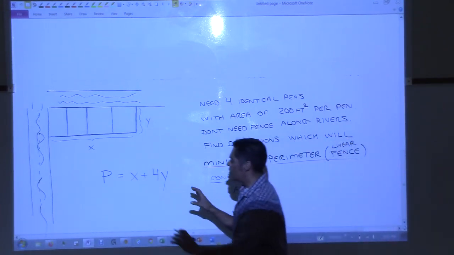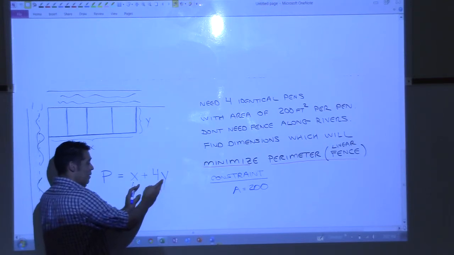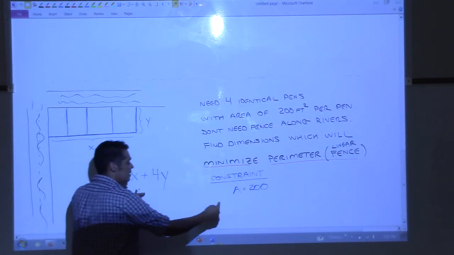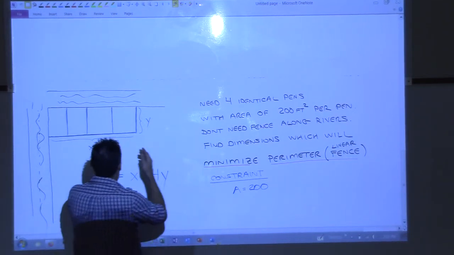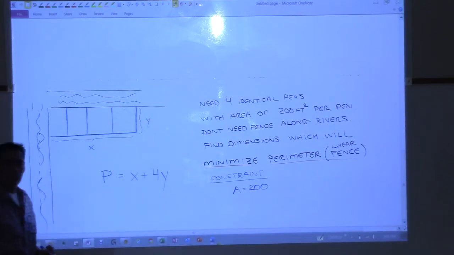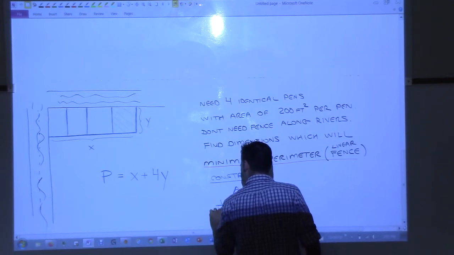Now, we're trying to get everything in terms of x and y, because if we can get that to have x's and y's in it, then we can come back and plug it in here. So can you tell me a little bit about the area of a single pen in terms of x and y? 1/4 x times y. Perfect. 1/4 x times y.